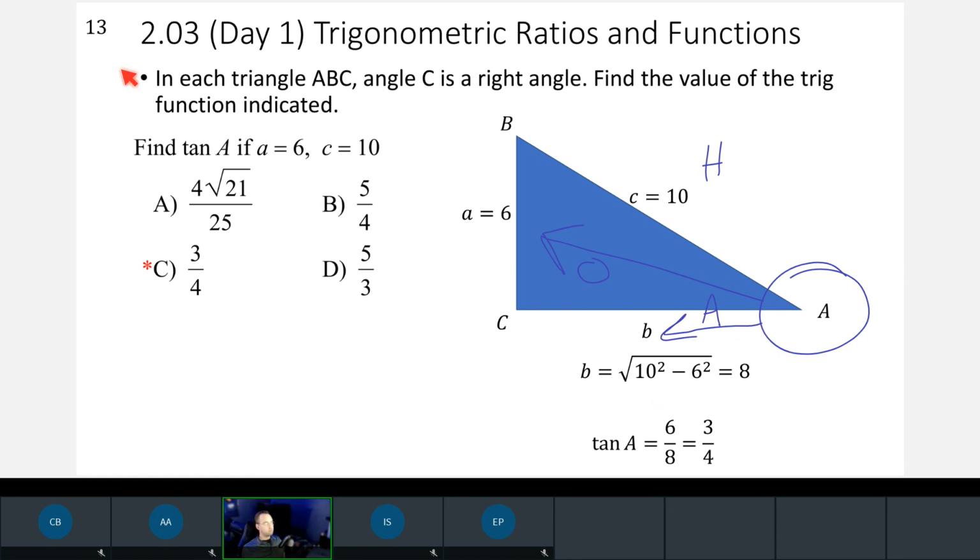All right, so tangent of A is opposite over adjacent, and before you find adjacent, you obviously have to do the Pythagorean theorem, which I did here, and then we'll have B being 8. So opposite is 6, adjacent is 8. Reduce it. There you go, 3/4. Tangent of A is 3/4.